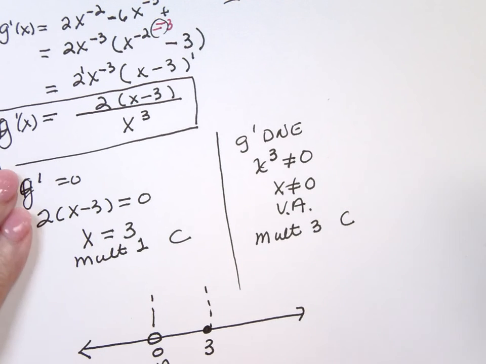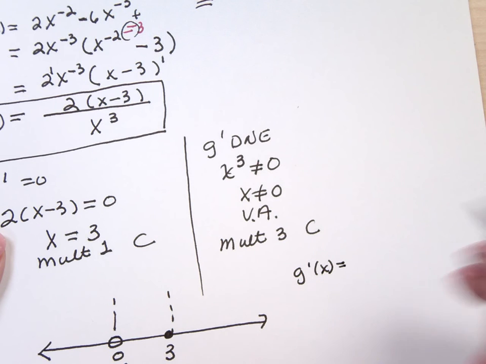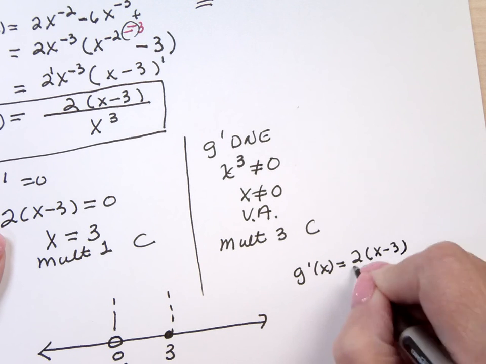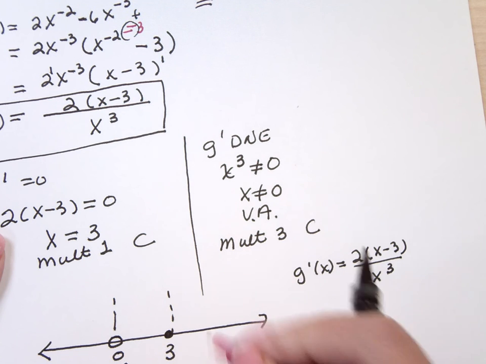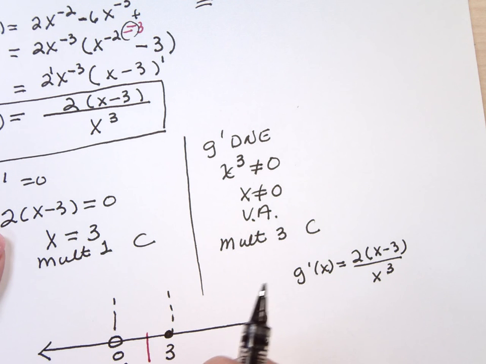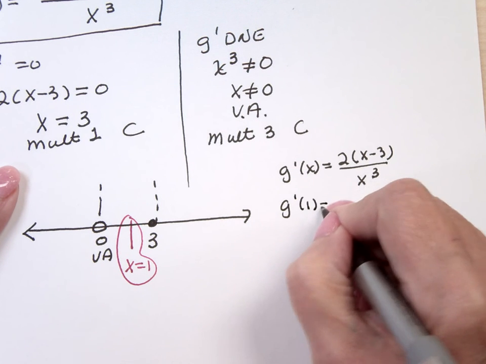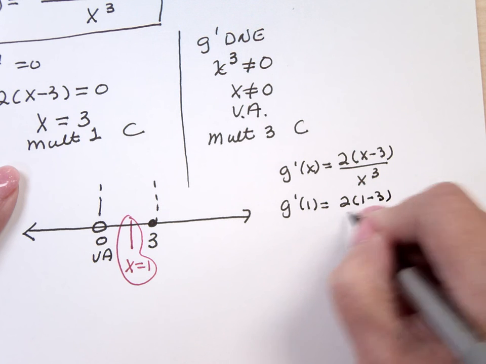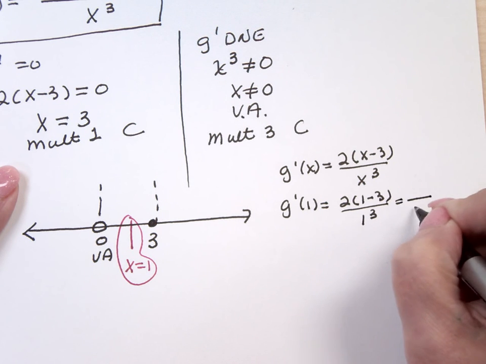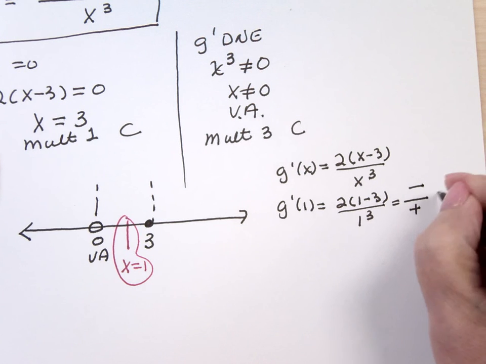So now I want to do my test. So I look at g prime of x being equal to 2 times x minus 3 over x cubed. So I'm going to pull my second favorite test point. And I circle him so I don't get him confused with anything else. So what's g prime of 1? Well, it's 2 times 1 minus 3 over 1 cubed. Denominator's easy. He's positive. Numerator, 1 minus 3 is a negative 3. Negative 3 times positive 2, he's negative. So this whole thing is negative.